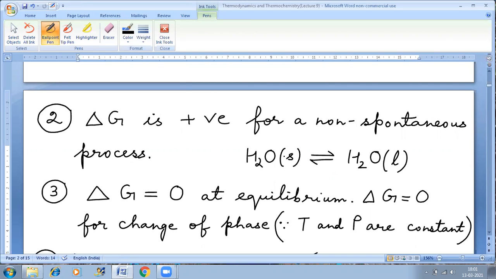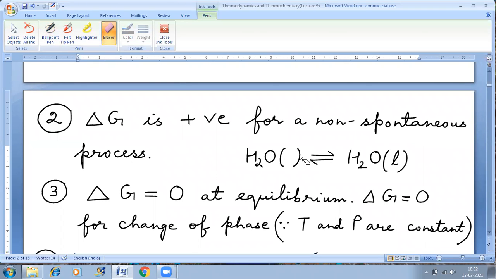So ice and water are present at 0 degrees Celsius. At 0 degrees Celsius, I will say that ice and water are in equilibrium with each other. So delta G is equal to 0 for this process at 0 degrees Celsius. It's important to mention the temperature.